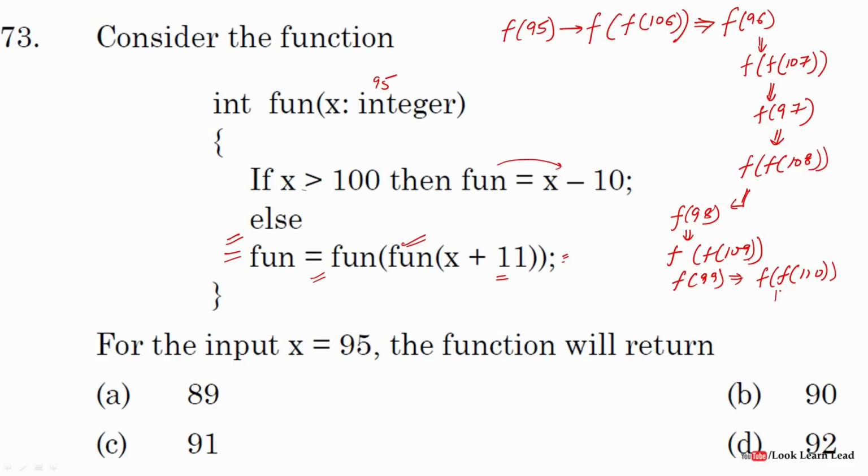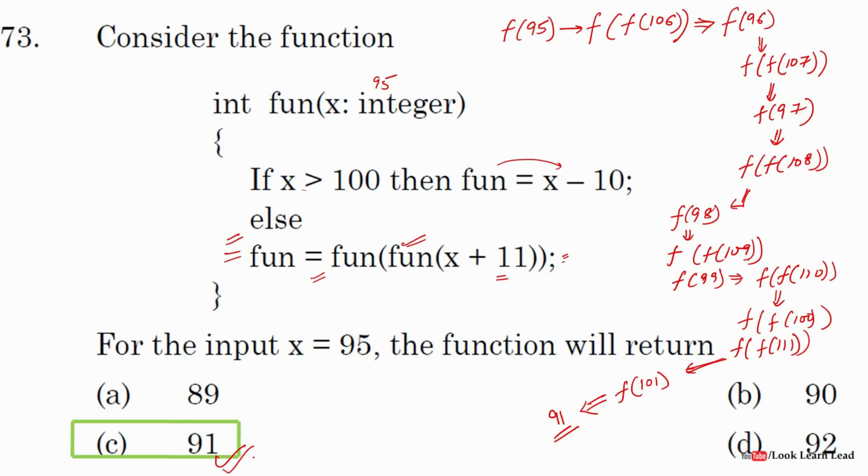F of 110, then it would be minus 10. 110 minus 10 is f of 100. Okay, f of 100. 100 plus 11 is f of 111. Okay, then it would go to f of 101, because minus 10, and f of 101. When f of 101 is called, then 91 is the answer. So the answer should be C. That is 91. 91 is the answer.